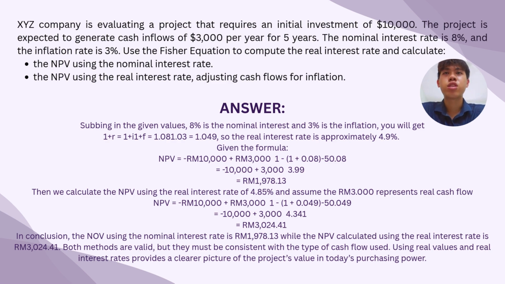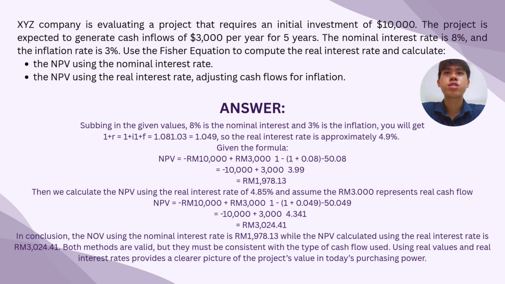To compute the real interest rate, we apply the Fisher equation, which is 1 plus the real rate equals 1 plus nominal rate divided by 1 plus inflation rate. By substituting the values, we get 1 plus R equals 1.08 divided by 1.03, which is 1.049, which means the real interest rate is approximately 4.9%.